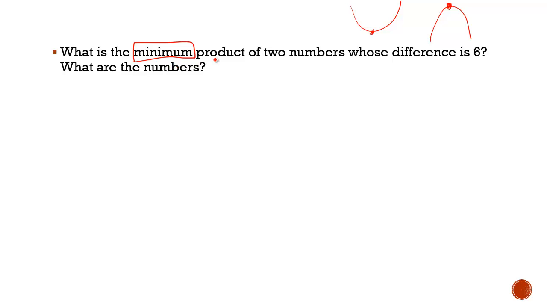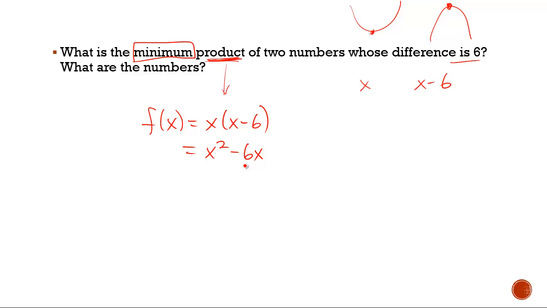So what is the minimum product? That's telling you how to create the formula of two numbers whose difference is 6. So two numbers whose difference is 6 would say that one is x and one is x minus 6. If we multiply those numbers, our f of x is now x times x minus 6. That gives us x squared minus 6x.